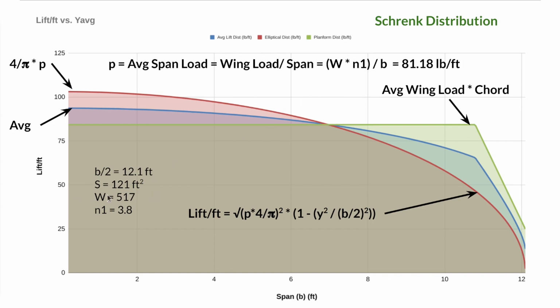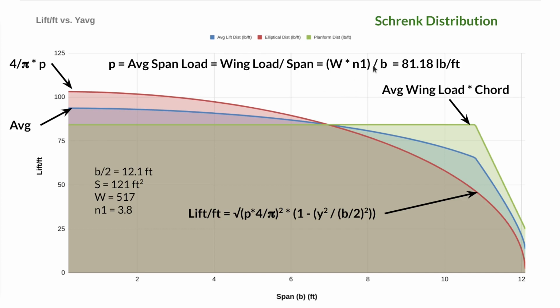Now remember, W is 517 pounds. I've written that down here. N sub 1 is our load factor for the wing, and that's 3.8. Multiply those two together. That's the total weight that the airplane has to handle. And by the way, this is at V sub A, stalling at V sub A speed, and the V sub A speed is 55.7 knots, but that's not part of the calculation here.